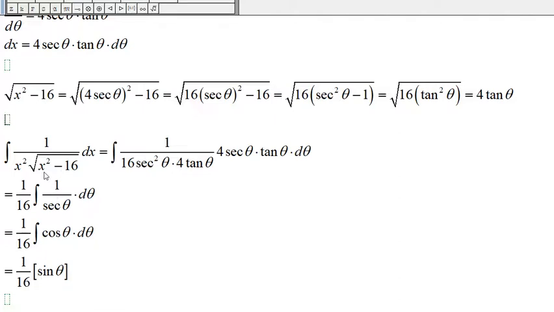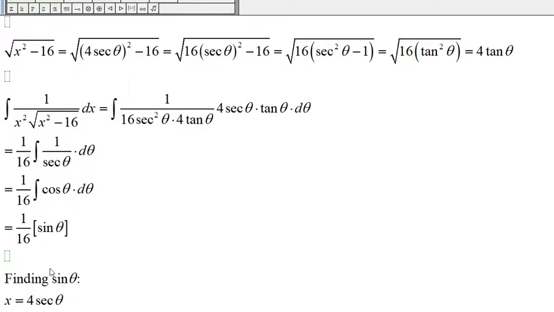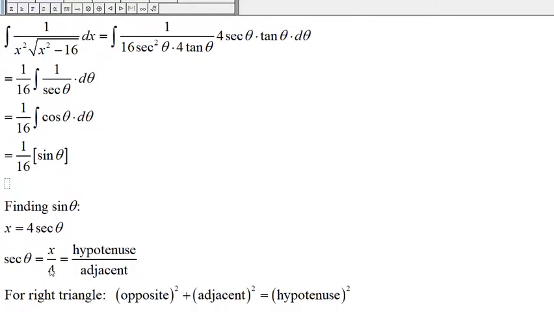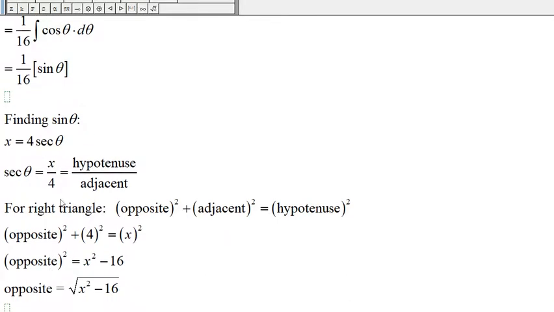The original problem was in terms of x, and so now we need to rewrite sine of theta in terms of x. Earlier we have x equal to 4 times secant of theta. Divide both sides by 4, we get secant of theta to be x over 4.